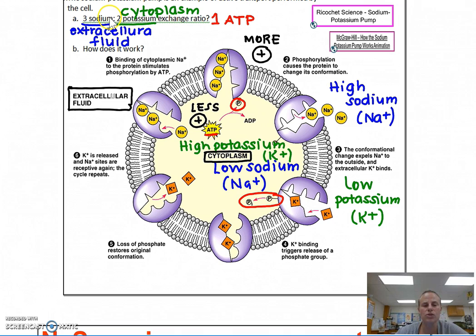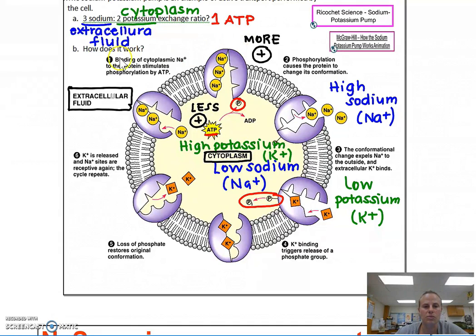Where are those three sodiums going to be pumped? They're going to be pumped into the extracellular fluid. Sorry, I spelled that wrong. And where are the potassium going to be pumped? They're actually going to go from a low to a high concentration. They're going from the extracellular fluid to the cytoplasm. For each exchange to occur, it requires one ATP.